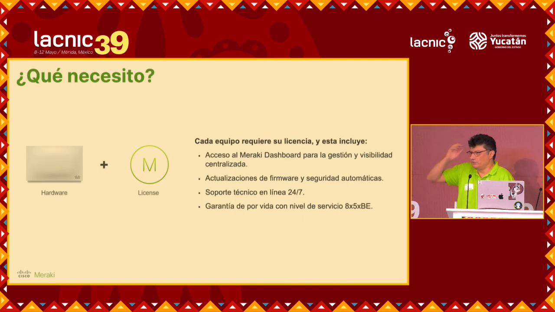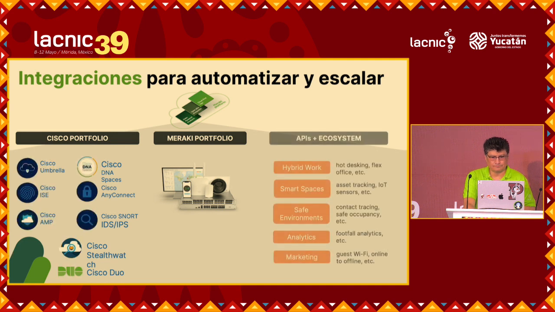So what do we need? There are two components. We need the hardware, and at networking level, this is very important. We need hardware for purposes of connectivity, and we also need the license. This is to have access to the dashboard and have all these network facilities, including services.